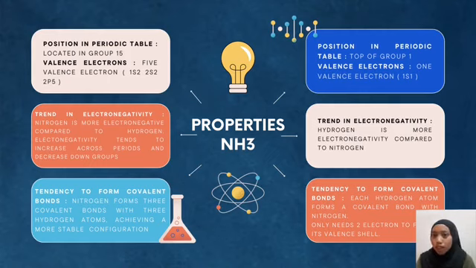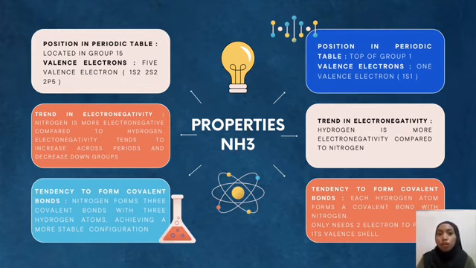For properties in NH3, if we look at the left side of the slide, nitrogen's position in the periodic table is located in group 15 and it has 5 valence electrons. The trend in electronegativity is that nitrogen is more electronegative compared to hydrogen. Electronegativity tends to increase across a period and decrease down a group. Nitrogen's tendency to form covalent bonds: nitrogen forms 3 covalent bonds with 3 hydrogen atoms to achieve a more stable configuration.